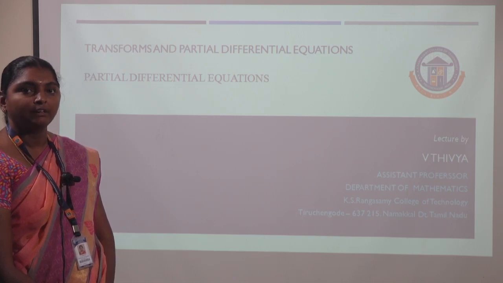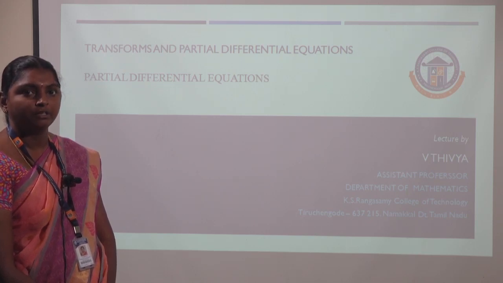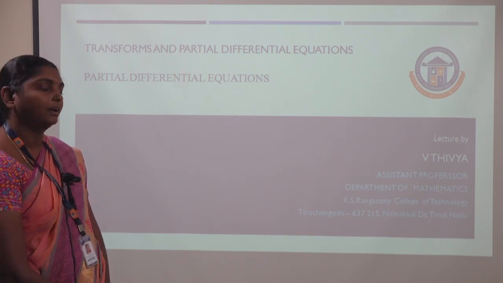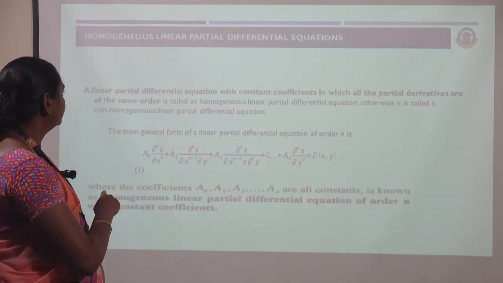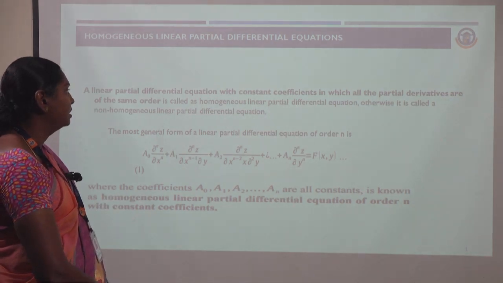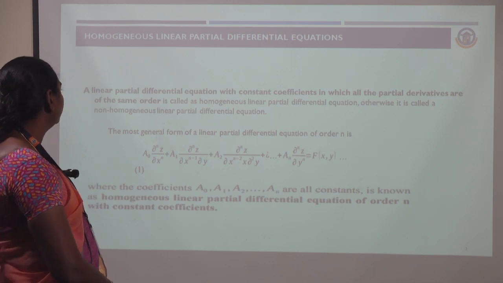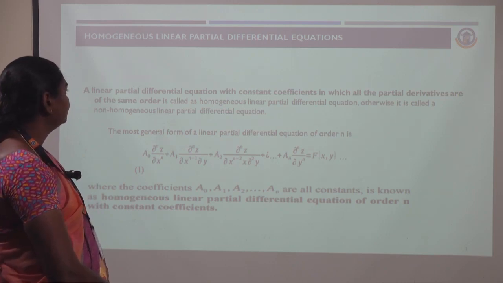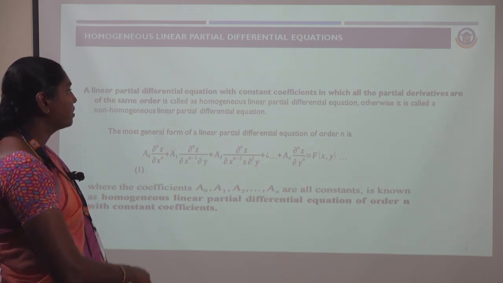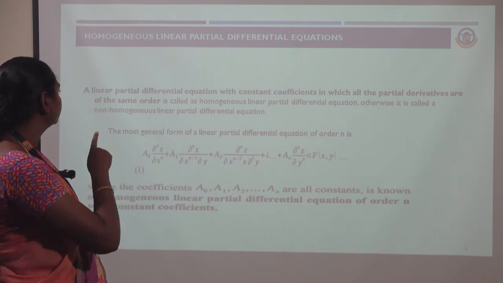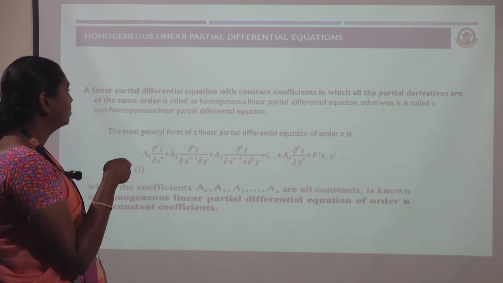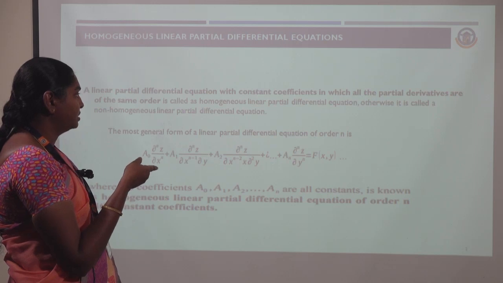We can see the transform and the partial differential equation. In that we have the topic homogeneous linear partial differential equation. A homogeneous partial differential equation means a linear partial differential equation with a constant coefficient in which all the partial derivatives are of the same order is called a homogeneous partial differential equation.